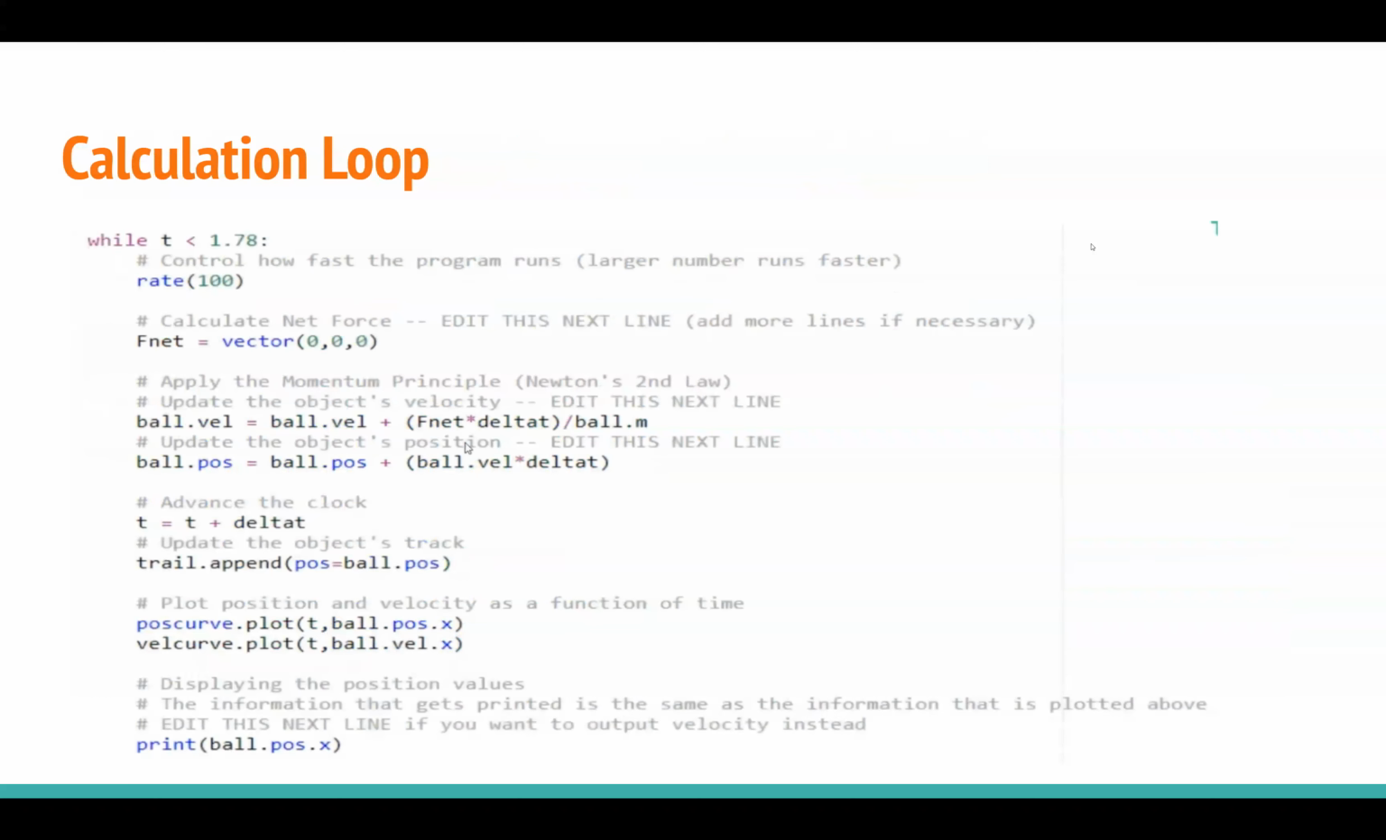So for our calculation loop, as you can see, we have a zero net force vector, and we use the velocity update formula and the position update formula. Then we update time, plot everything, and then print the position. And we do this for a loop of 1.78 seconds.